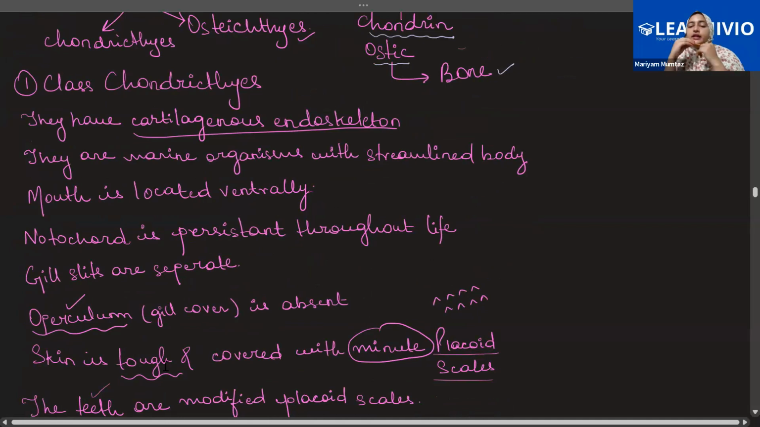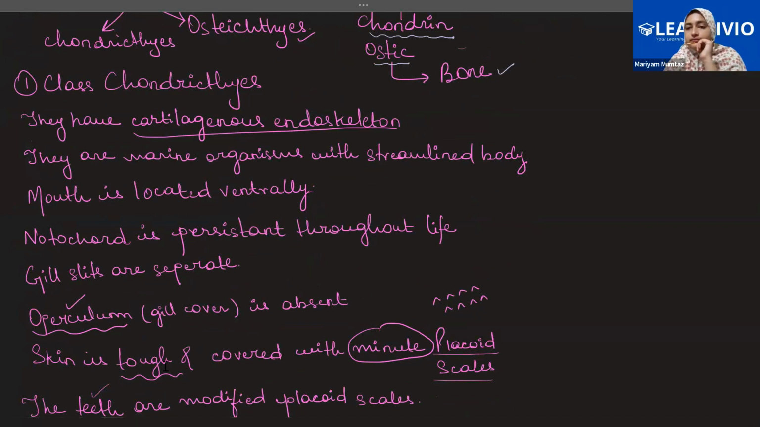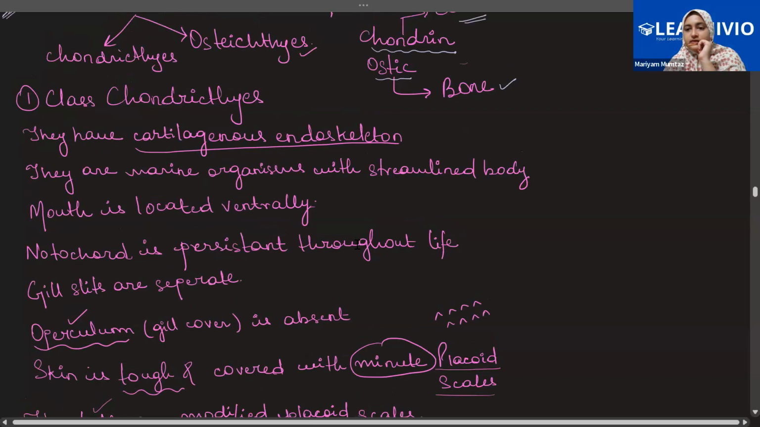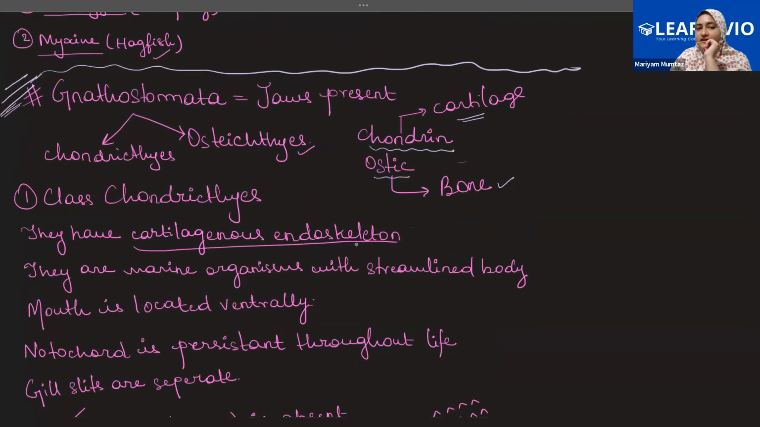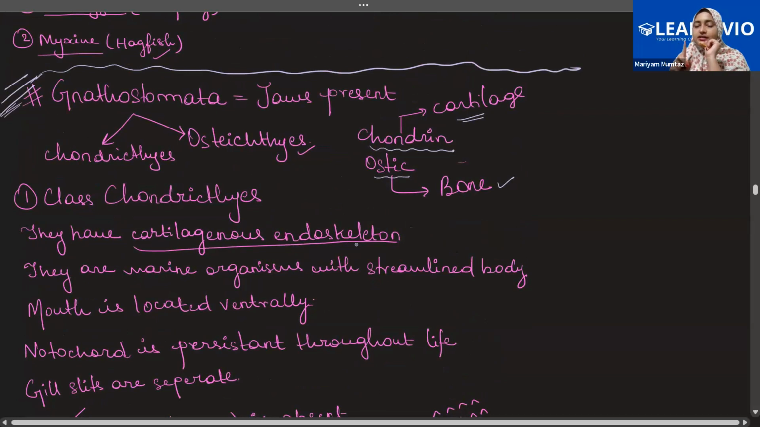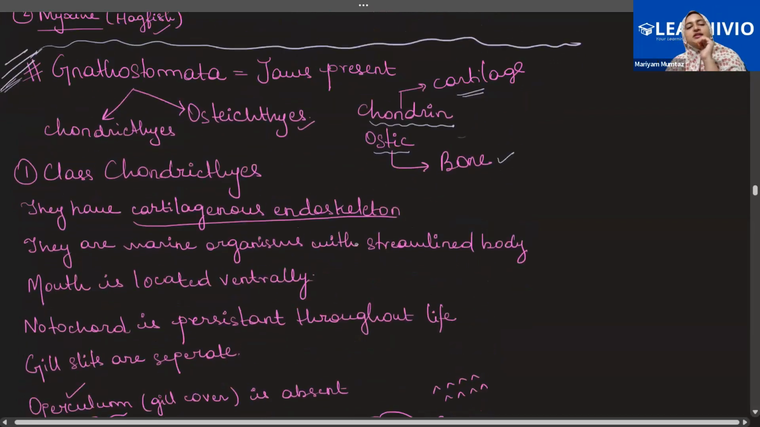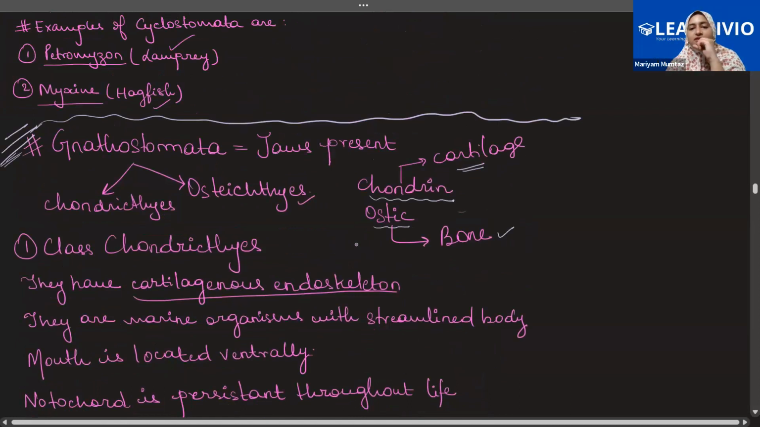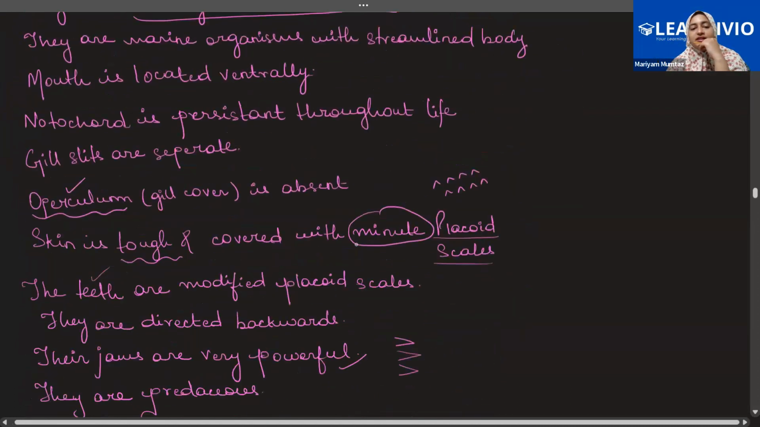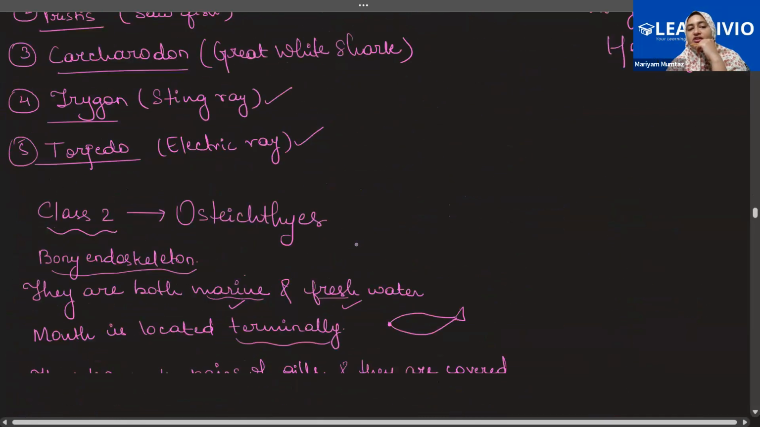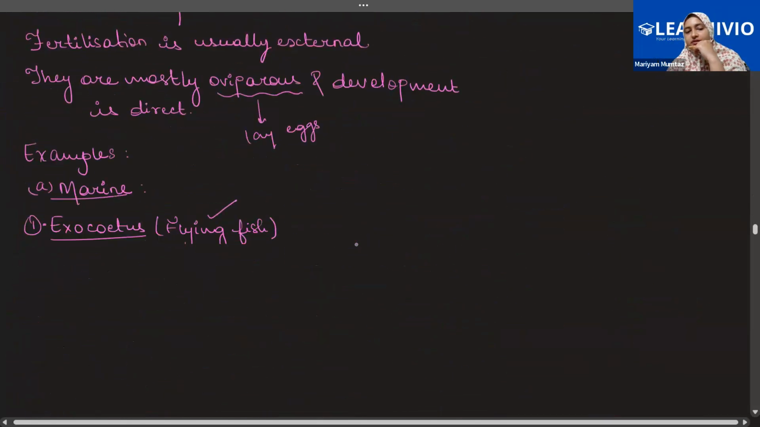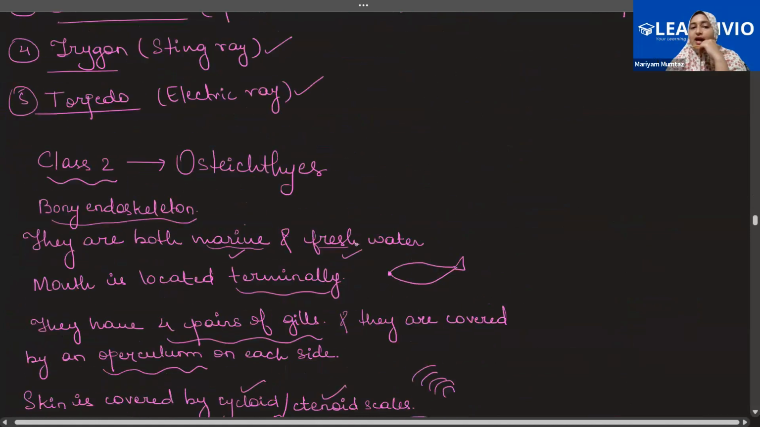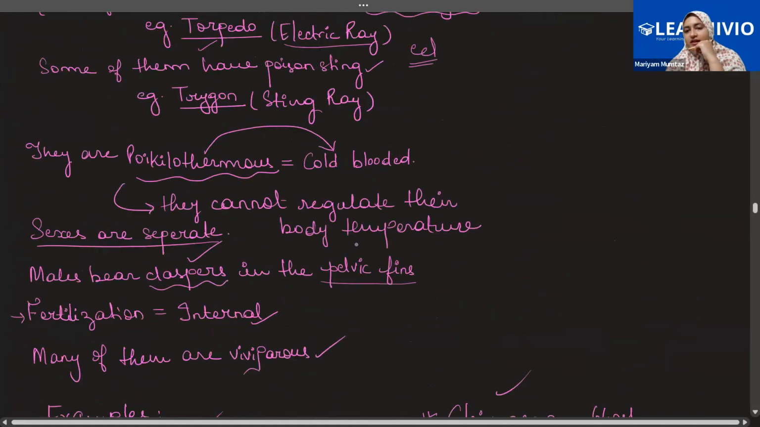Do you understand? Yes, Zainab? Ma'am, this is the class of Gnathostomata, right? Yes. The Gnathostomata, which is a division, has been divided into two classes, Chondrichthyes and Osteichthyes. Now we're going to see what they are. Try to understand that they are the most primitive fishes that are present.